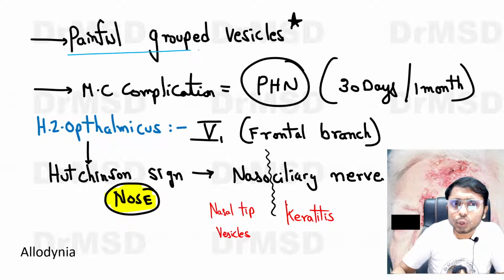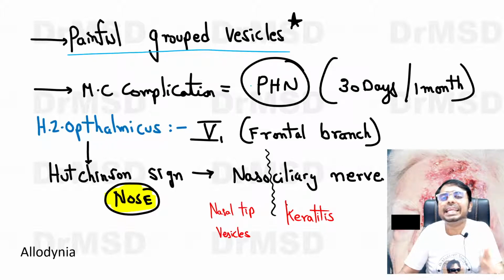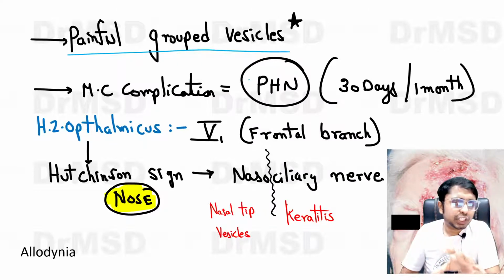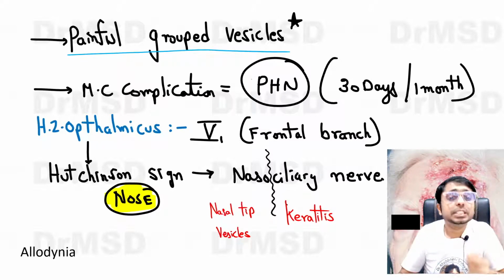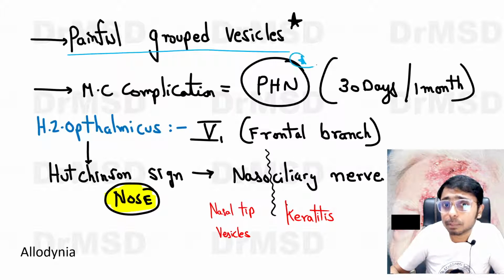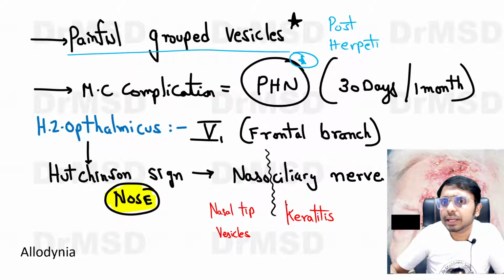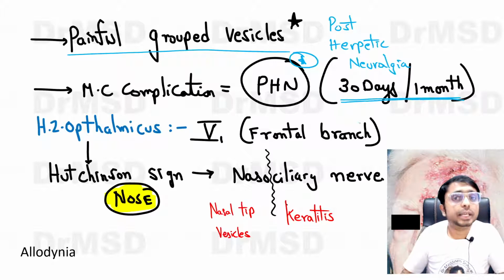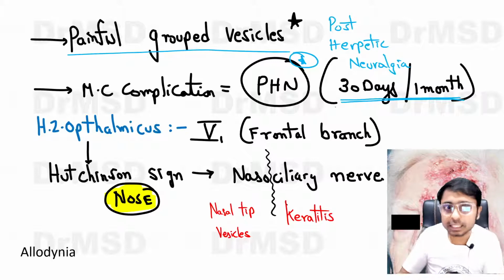And these painful grouped vesicles, when they heal, they might leave behind scarring, pigmentation, but some patients unfortunately will have persistence of the pain, and this is called as post-herpetic neuralgia. We call this post-herpetic neuralgia when the patient has persistence of the pain even after 30 days, that is 1 month, of the healing of these lesions.